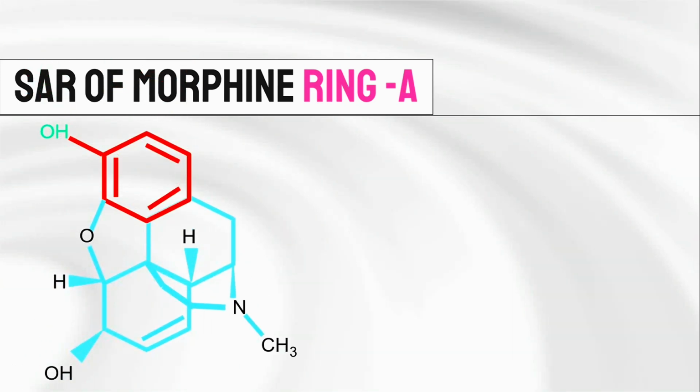Let's delve into the very heart of morphine's magical potency, ring A. Ring A, an aromatic benzene ring crowned with a phenolic hydroxyl group at position 3, is not just a structural element, it's the key that unlocks morphine's powerful effects on the mu-opioid receptors in our brains.